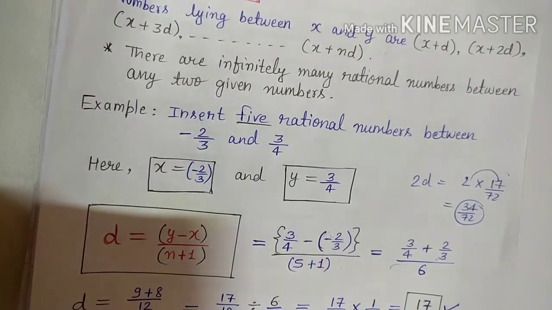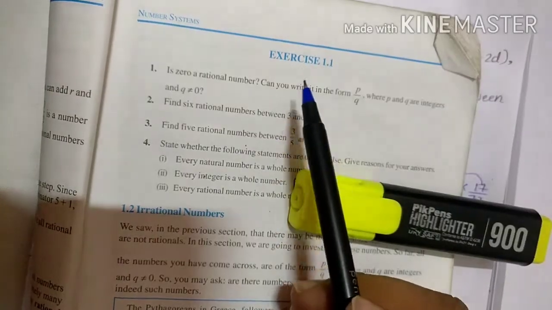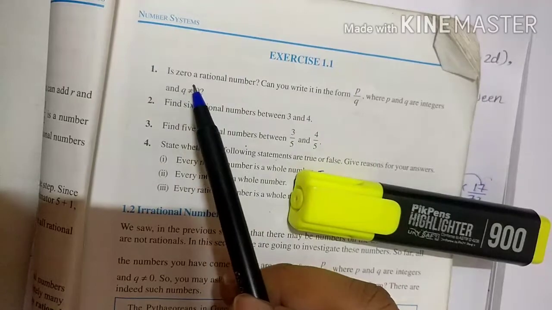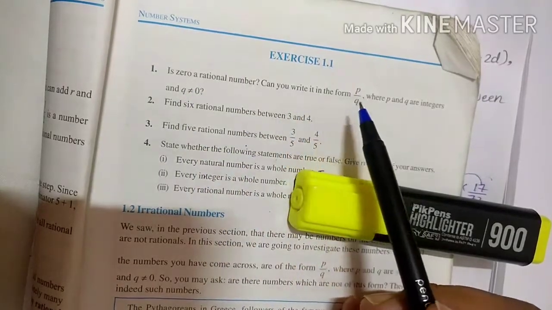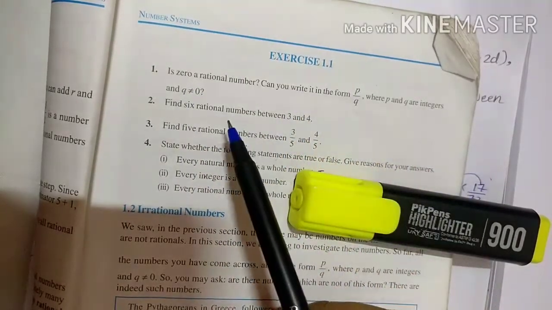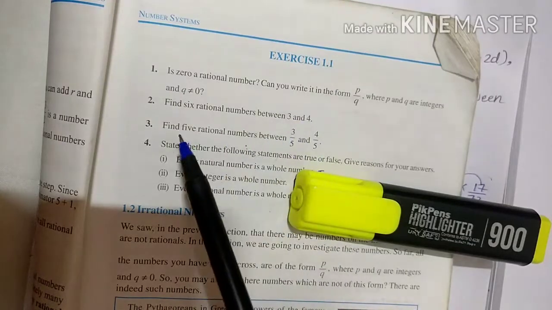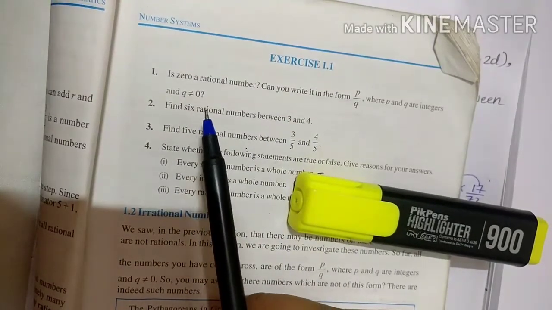Now what you can do, you can solve the questions given in the NCERT book. So these are the questions given in exercise 1.1, number system. Is 0 a rational number? Can you write it in the form p upon q, where p and q are integers and q should not be equal to 0? This concept I have already explained in a previous video.